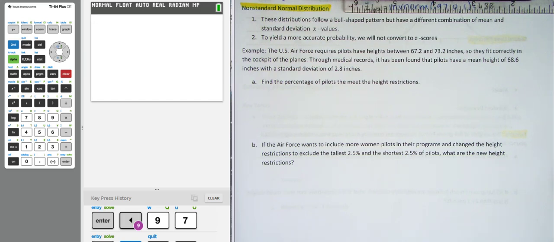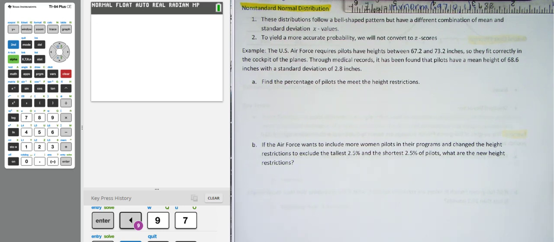So in order to give a more accurate probability, we are going to use our calculator features of inverse norm and normal CDF, utilizing the current mean and standard deviation of our data set to yield a more accurate probability. Let's look at this example using the U.S. Air Force, which requires pilots to have heights between 67.2 and 73.2 inches. And this is so that they'll fit correctly in the cockpit of the planes.